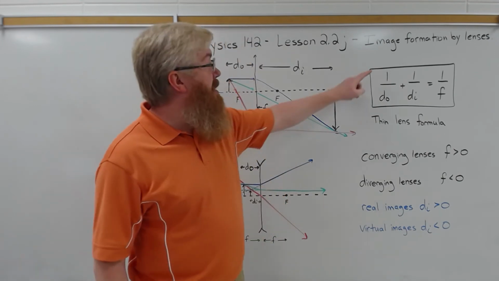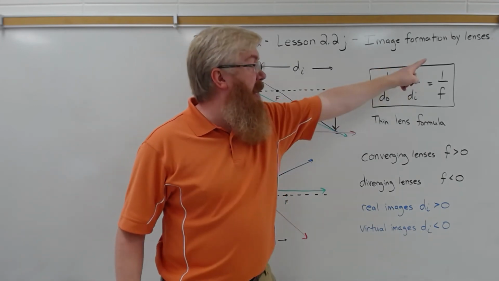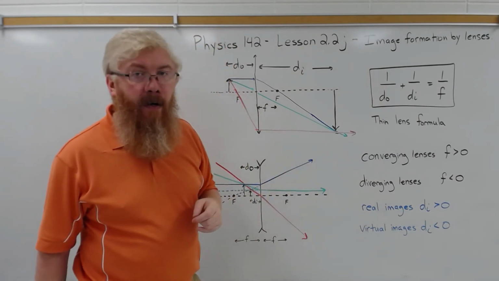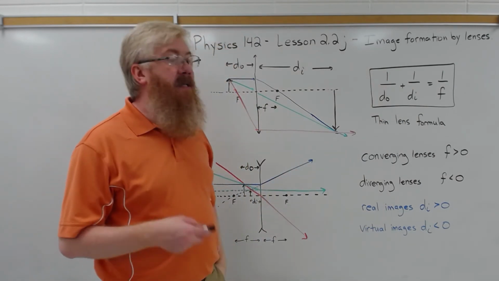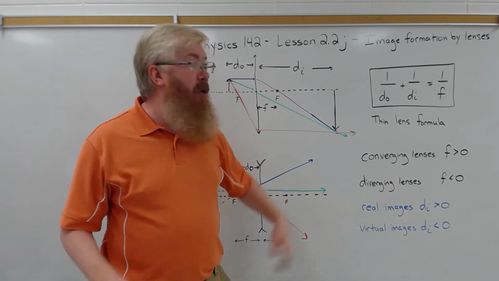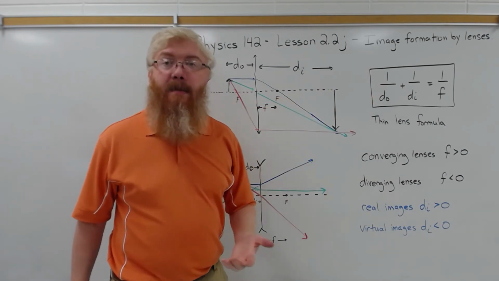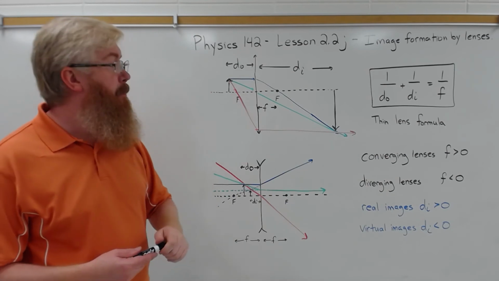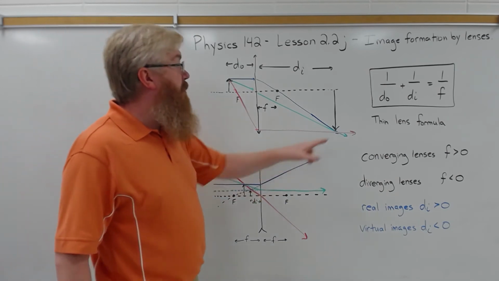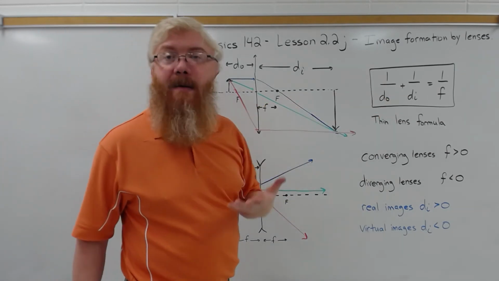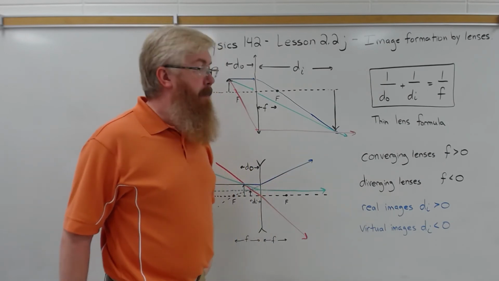Now note that this is 1 over dO, 1 over di, 1 over f. Right? It's not dO plus di equals f. You have to make sure you're careful with the algebra, right? Only add fractions if they have a common denominator, that sort of thing. And of course, make sure all the quantities have the same units, otherwise it won't work.